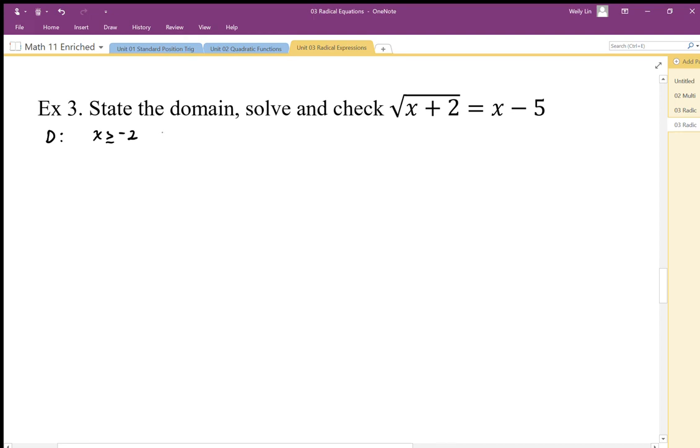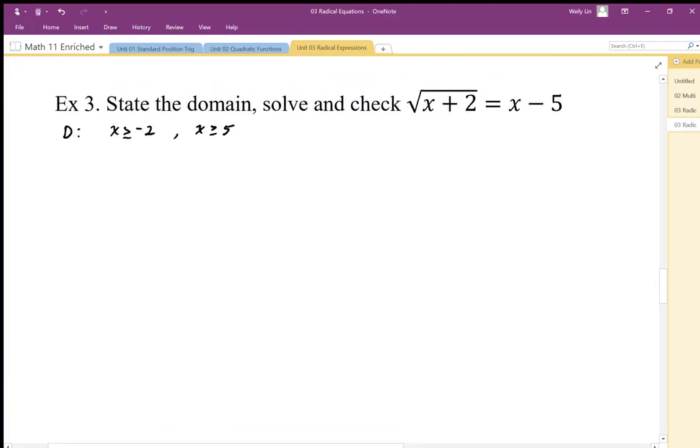So the outside restriction is going to be x must be greater than or equal to +5. Because if we have anything smaller than 5, we're going to get a negative on the outside. So the square root ends up equaling a negative, which is not possible. We can actually put these together. Putting these together, it just ends up being x is greater than or equal to +5. It has to be both.